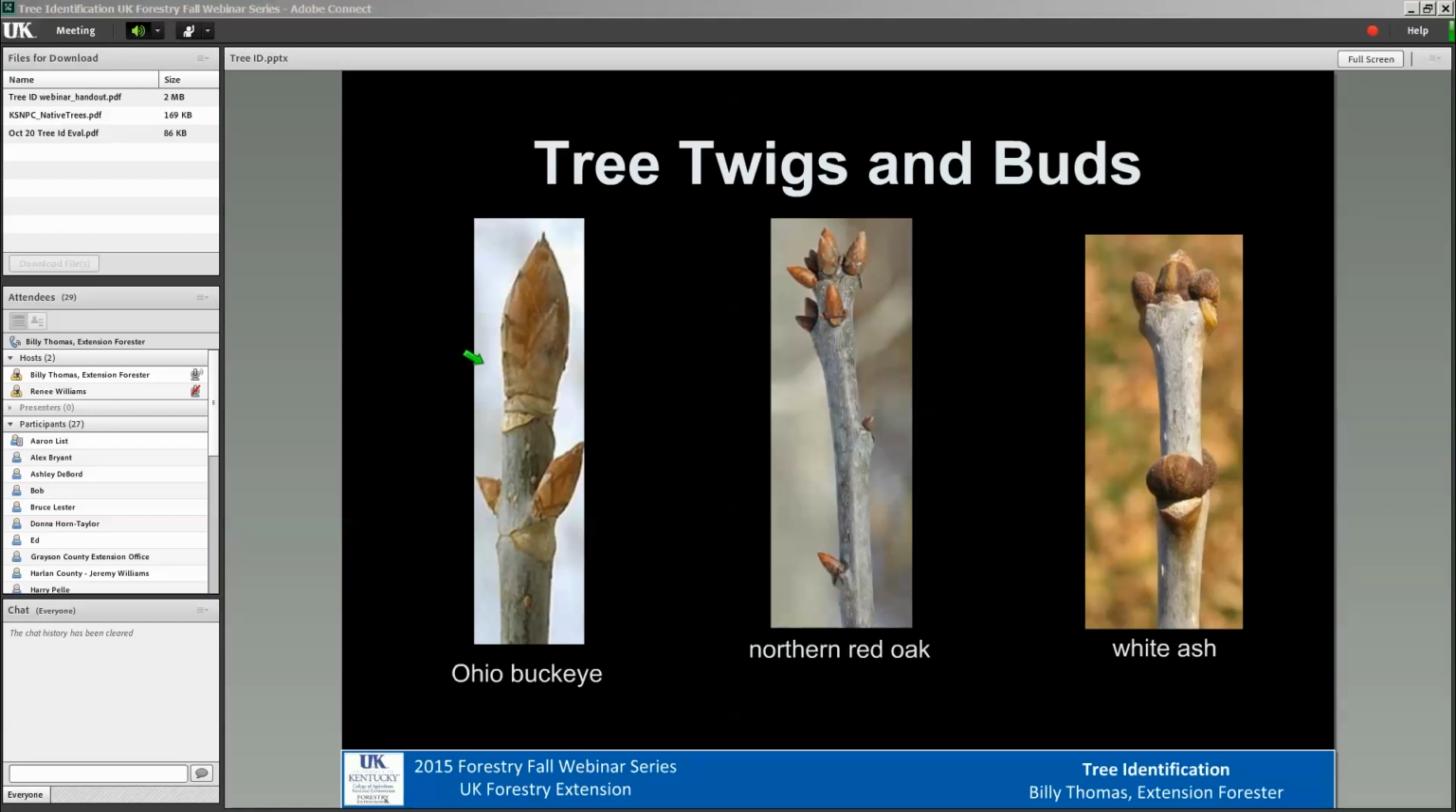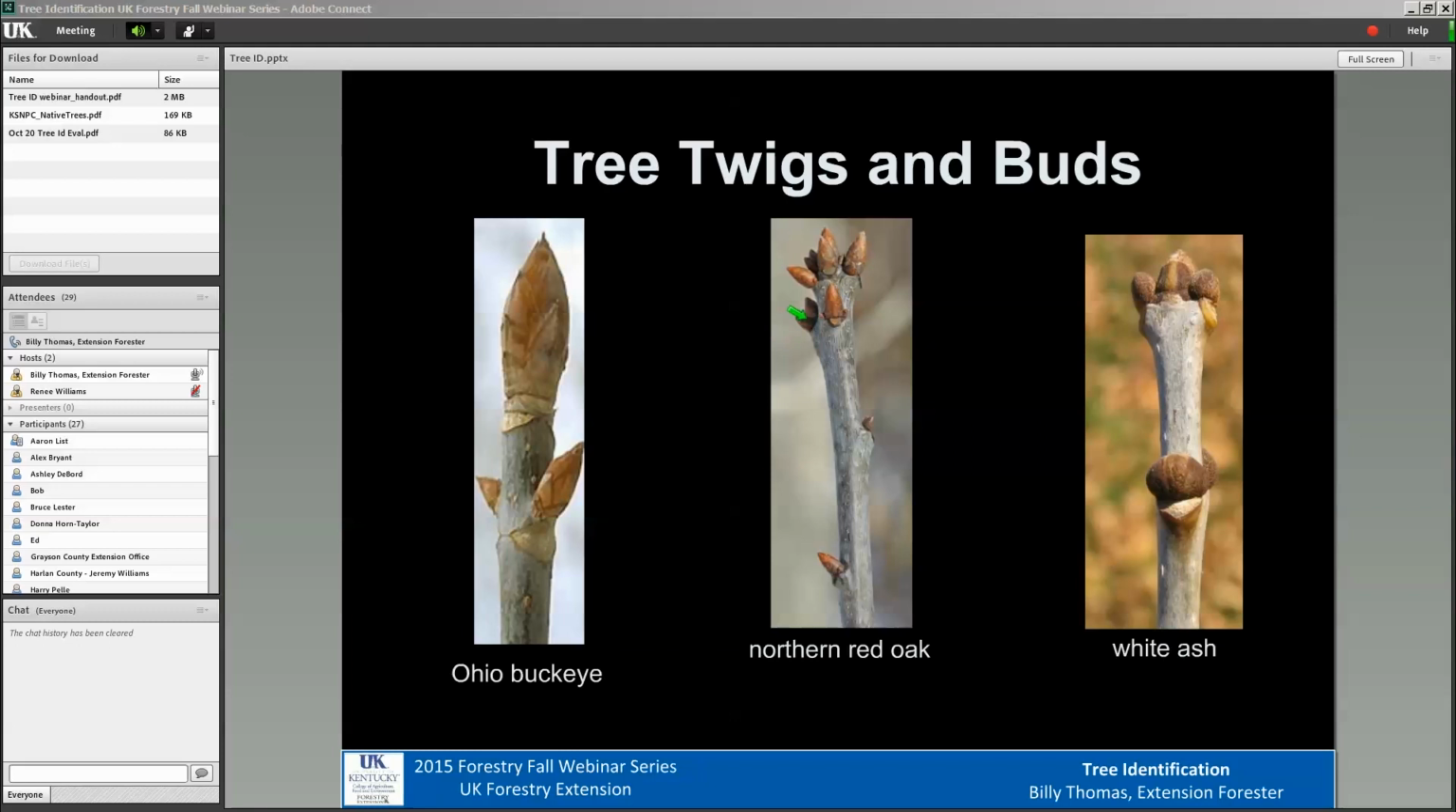So here, looking at some tree twigs and buds, on the far left here we have the Ohio buckeye. This has a really prominent terminal bud. This terminal bud is the bud at the end of the twig that we're looking at here. It's quite large, and it's a good clue as to what species we're dealing with. And then on the side we have these little lateral buds that are also a good clue. And again, each of these trees will have distinctive buds that we can use to identify them.